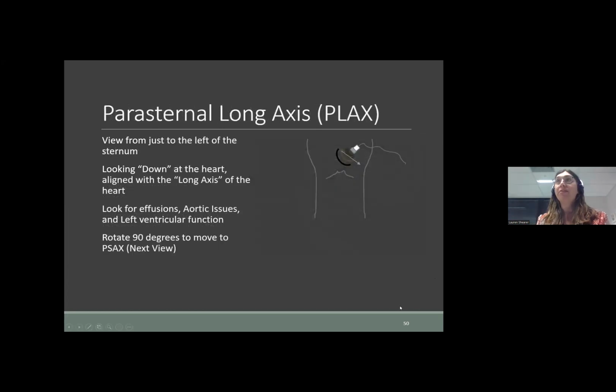We move to the parasternal long axis, and this is a workhorse view. It helps us look down at the heart along the long axis of the heart. And although we're looking for effusions and aortic issues, this is really an important view for looking at left ventricular function. From this view, we will be able to rotate 90 degrees to move to the parasternal short axis view.